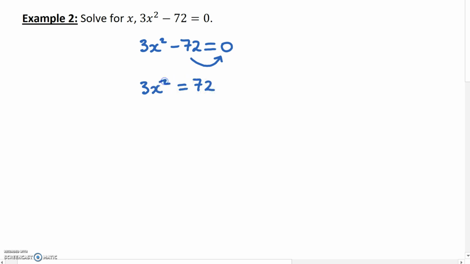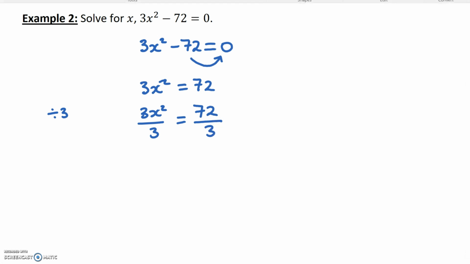72. Alright, we want to get the x squared on its own, so we have to get rid of the 3, and the easiest way to do that is to divide both sides by 3. And remember, the basic tenet of solving equations: whatever you do to one side of an equation, you do to the other. So here the 3's will cancel, and you have x squared is equal to 72 over 3.